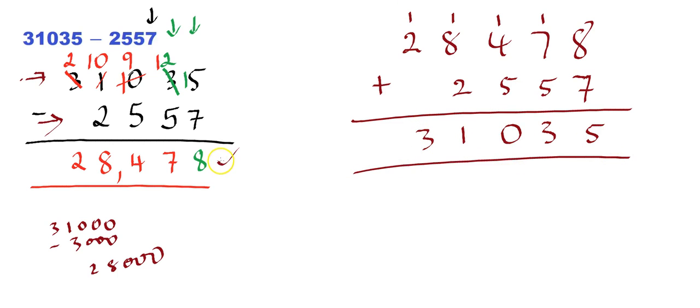Now, I've used the answer in my check. Does this number appear in the question as well? 31,035, it does. So that is also used here. Therefore, all these numbers appear in both of these equations. Therefore, this answer must be correct.